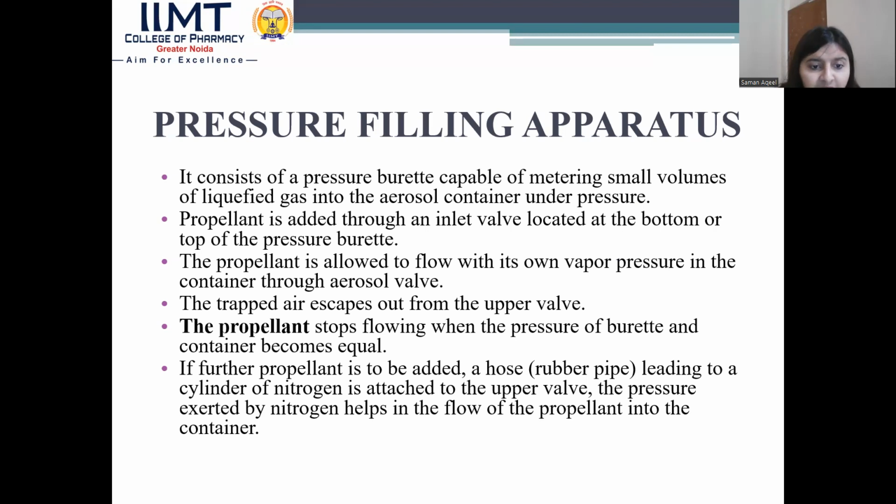Then if further propellant is to be added, a hose or rubber pipe leading to a cylinder of nitrogen is attached to the upper valve. The pressure exerted by nitrogen helps in the flow of propellant into the container. So this is how the pressure filling apparatus works for aerosol.